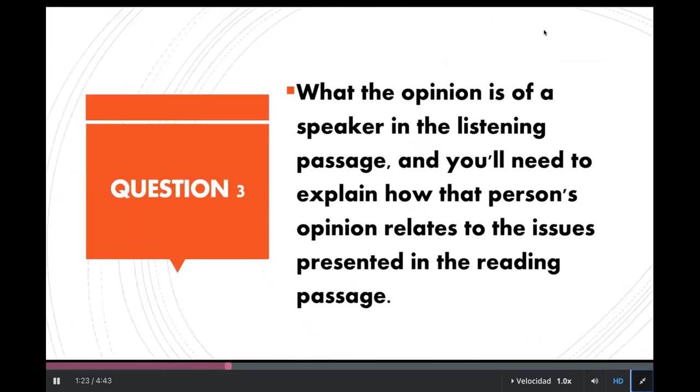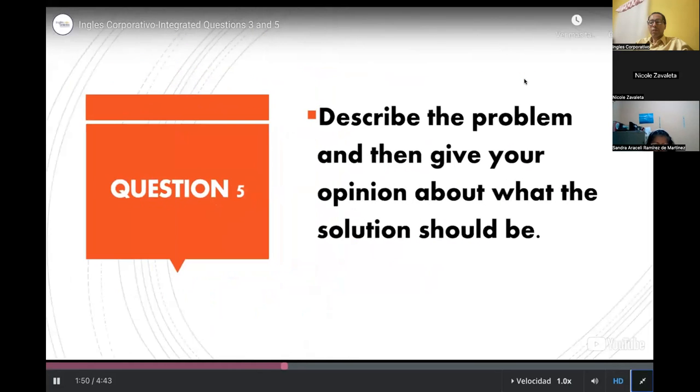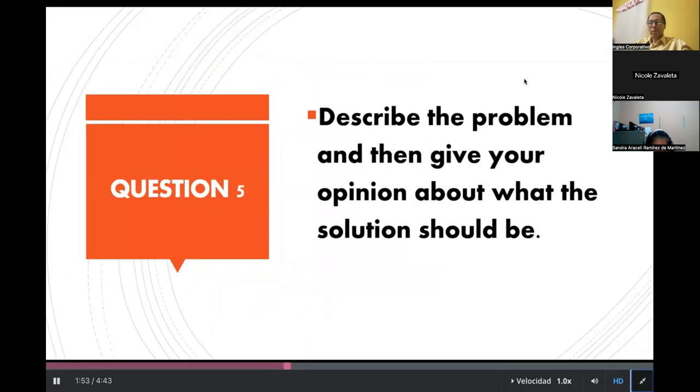Now let's look more closely at what these campus situation questions look like and what they will be asking you to do. For question 3, where you have both reading and listening passages, you will be asked what the opinion is of a speaker in the listening passage, and you will need to explain how that person's opinion relates to the issues presented in the reading passage. So, you're essentially summarizing and combining information from two sources. For question 5, where the listening passage is a conversation about a campus problem and one or more solutions, you will need to describe the problem and then give your opinion about what the solution should be.